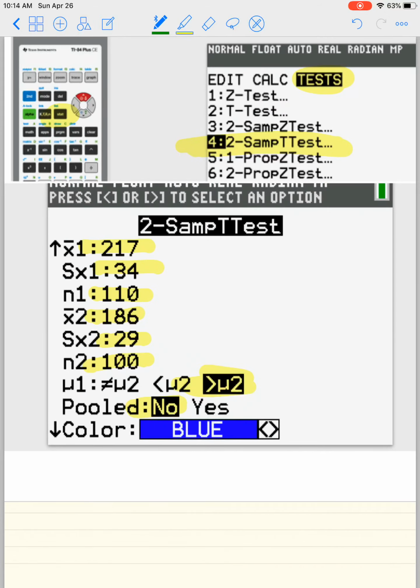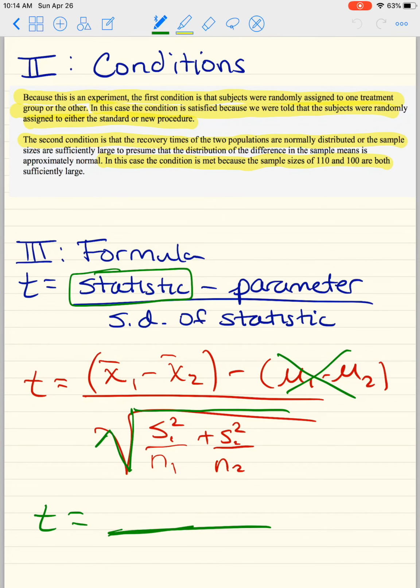And remind yourselves that you have to plug in these values. I didn't want to flip through the pages just to write them in, but you guys should write in all your values, okay? And that's how you do a two-sample T.